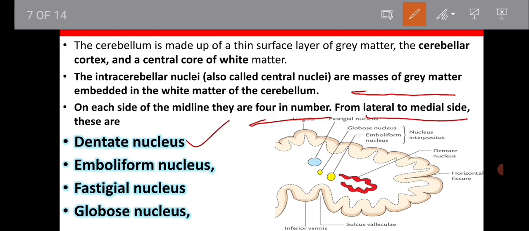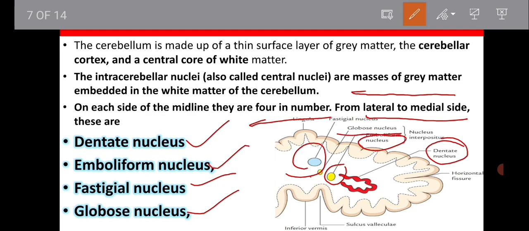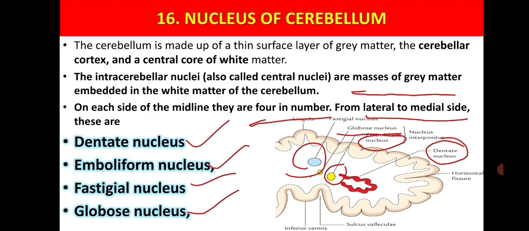They are named from lateral to medial. That is the dentate nucleus, this is the red colored one. The emboliform nucleus, this is the yellow colored one. The fastigial nucleus, this is the blue colored one, and the globose nucleus. So these are the four nuclei: dentate, emboliform, fastigial, globose. This can be remembered by the mnemonic DEFG. So like this we can remember the nuclei of the cerebellum.